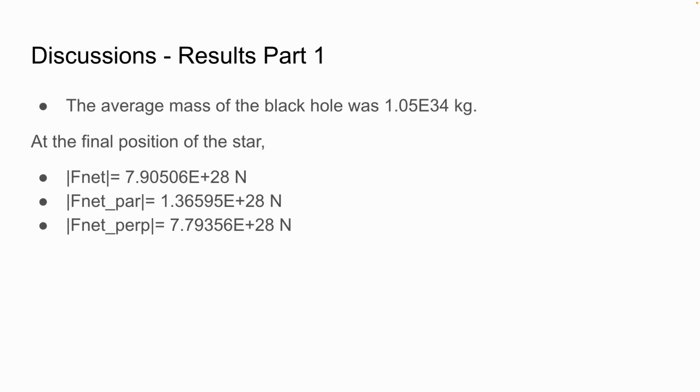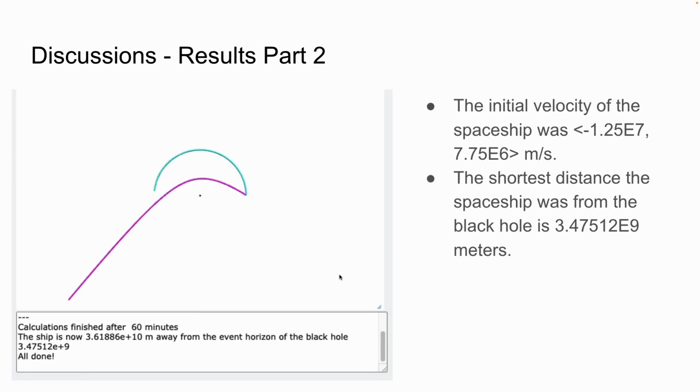Results, Part 1. The average mass of the black hole was 1.05 times 10 to the 34 power kg at the final position of the star. This was the magnitude of the net force, the magnitude of the parallel component of the net force, and the magnitude of the perpendicular component of the net force. Results, Part 2. The initial velocity of the spaceship was the vector negative 1.25 times 10 to the 7th power, comma 7.75 times 10 to the 6th power meters per second. The shortest distance the spaceship was from the black hole is 3.47512 times 10 to the 9th power meters.